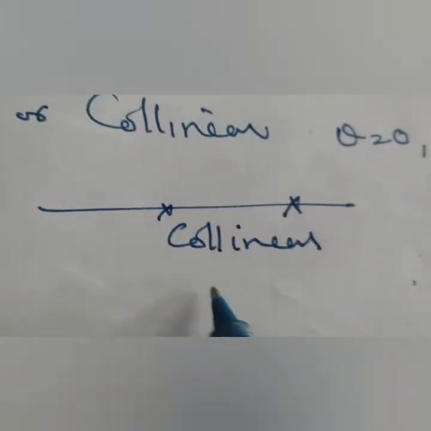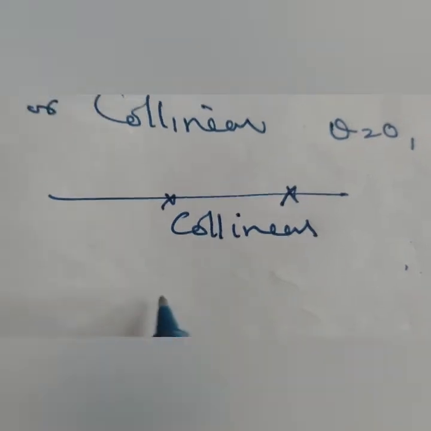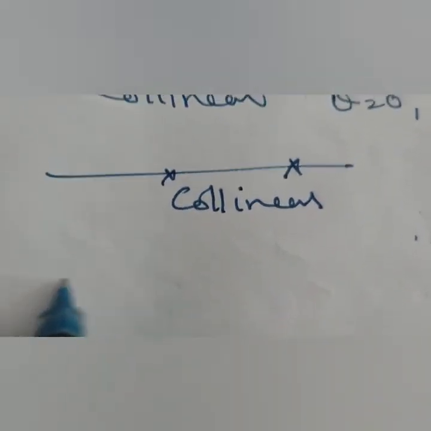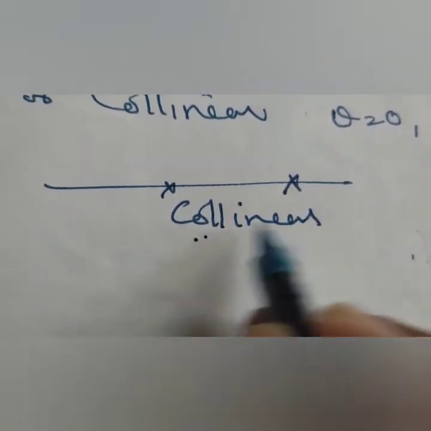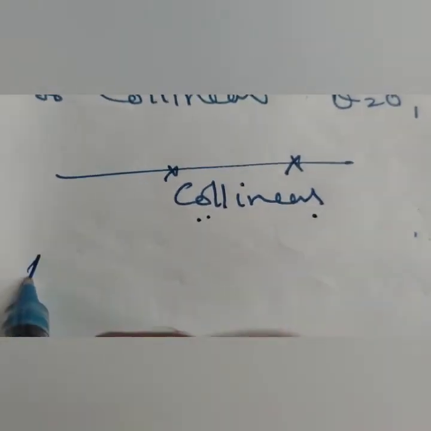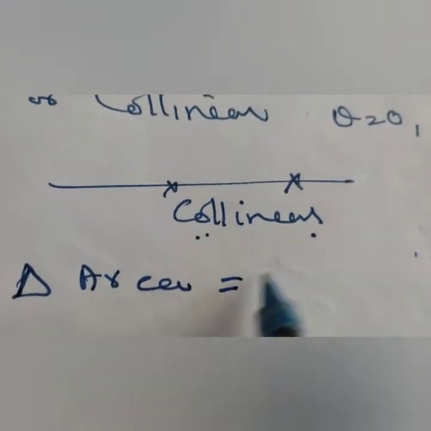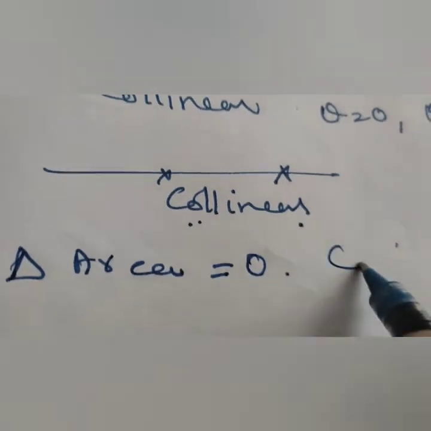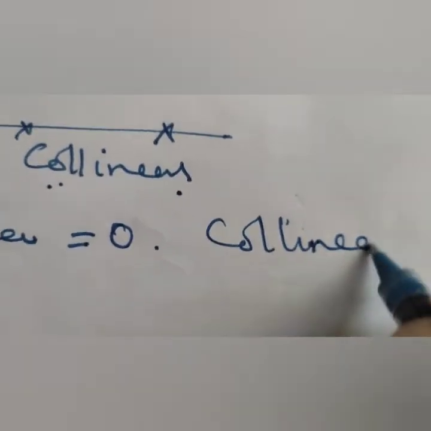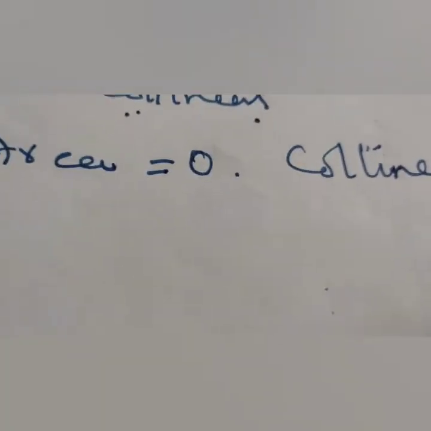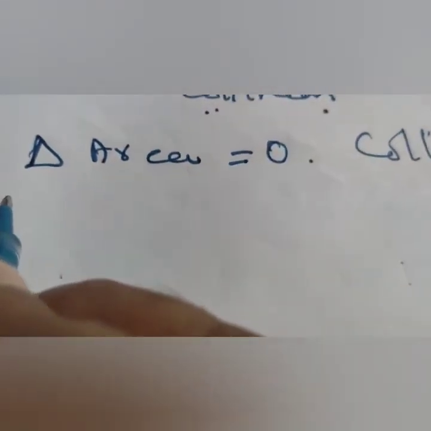This is how you could use the area of a triangle. If you want to prove that points are collinear, then in the case of a triangle, the area is equal to 0. Collinear.